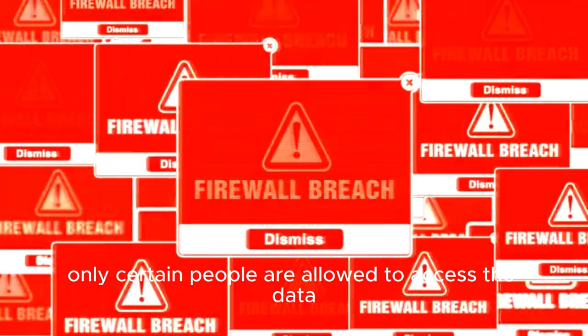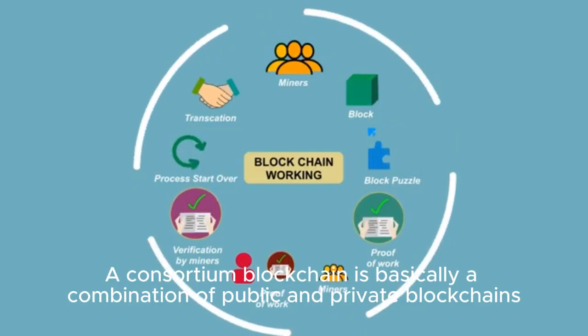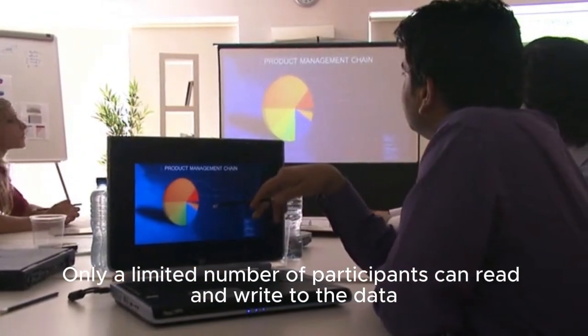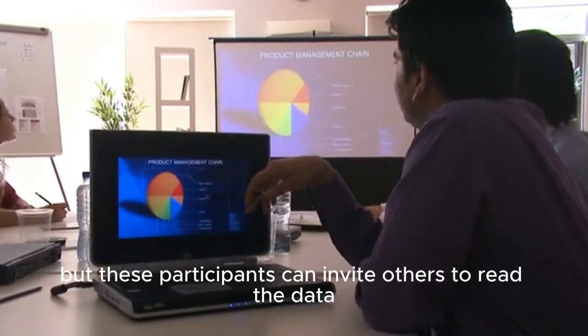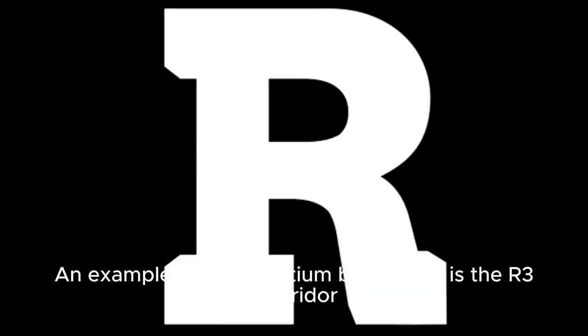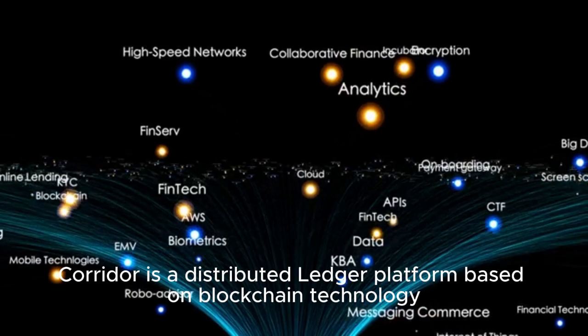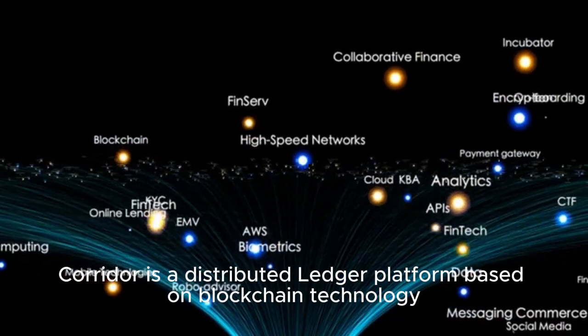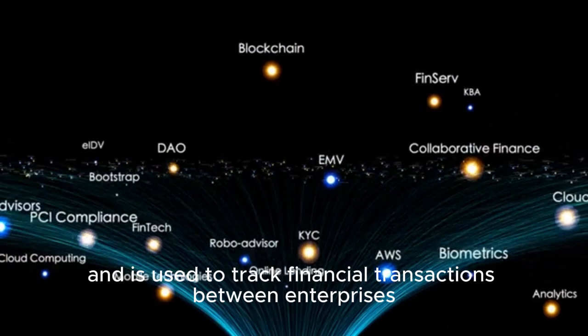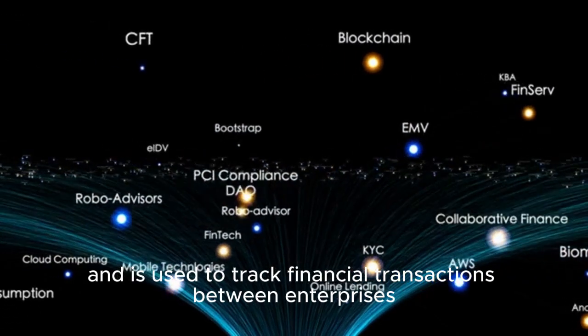A consortium blockchain is basically a combination of public and private blockchains. Only a limited number of participants can read and write to the data, but these participants can invite others to read the data. An example of a consortium blockchain is the R3 Corda. Corda is a distributed ledger platform based on blockchain technology and is used to track financial transactions between enterprises.